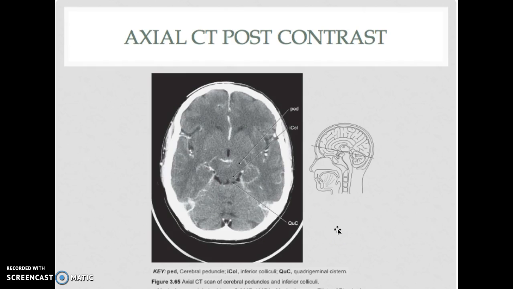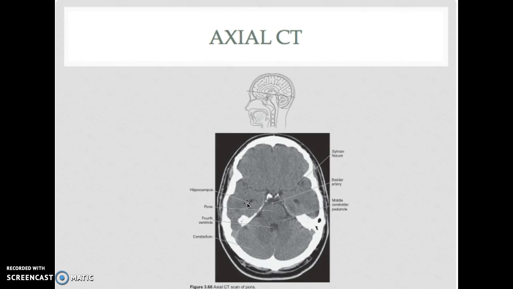Here is a CT post-contrast, looks like an angio, and I want you to be able to label nothing. Coming through here, this is your fourth ventricle. I wanted you to be able to see that with your cerebellum, your pons right here. So if you see your fourth ventricle, typically you're at the level of your pons.